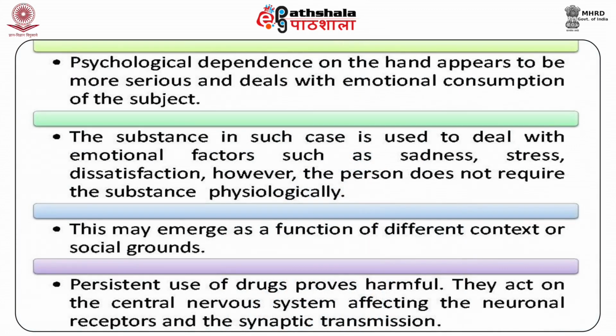Psychological dependence refers to a situation in which a person feels an optimal need and urge to consume a drug on a regular basis in order to feel good and be satisfied, although he or she does not need the substance physiologically. It is more like an emotional need. This may be associated with different contexts or social backgrounds. Persistent use of drugs proves harmful. They act on the central nervous system, affecting the neural receptors and the synaptic transmission.